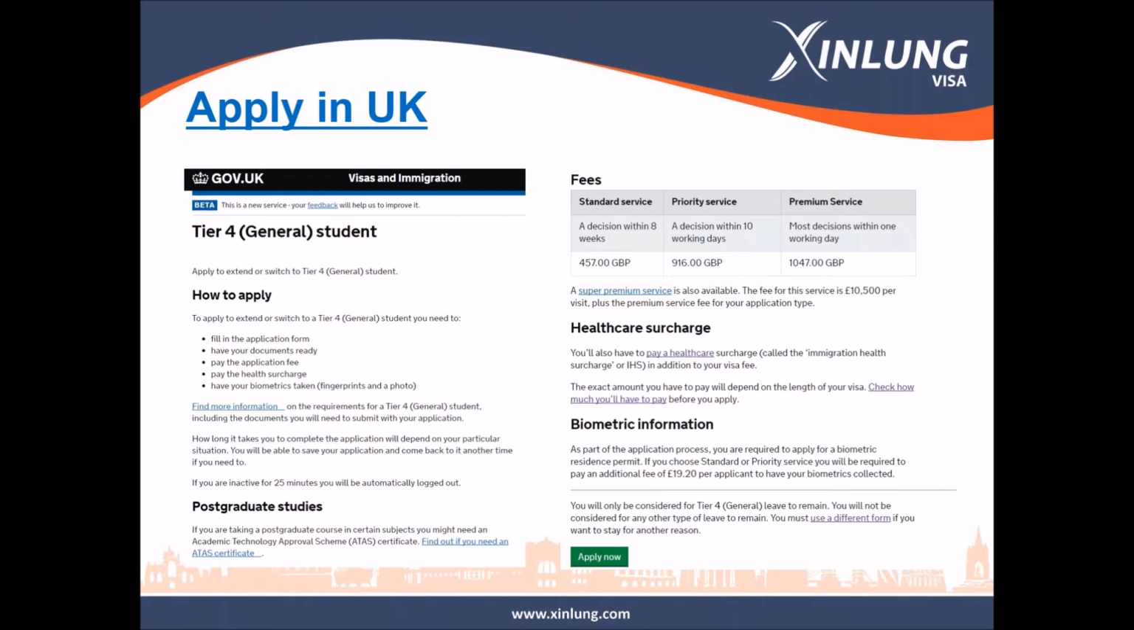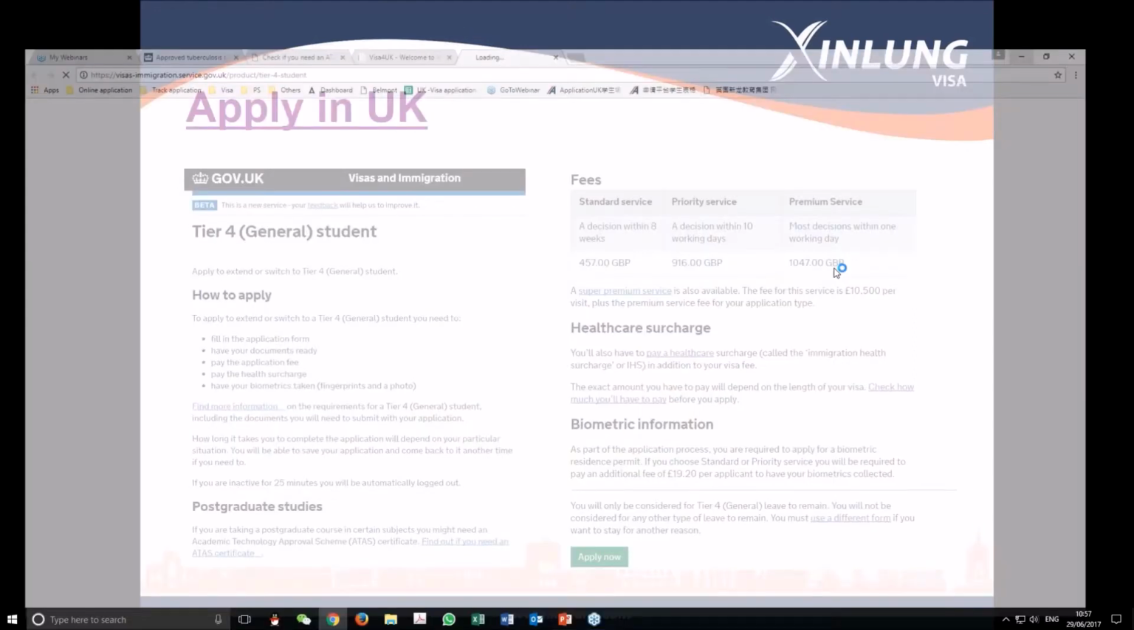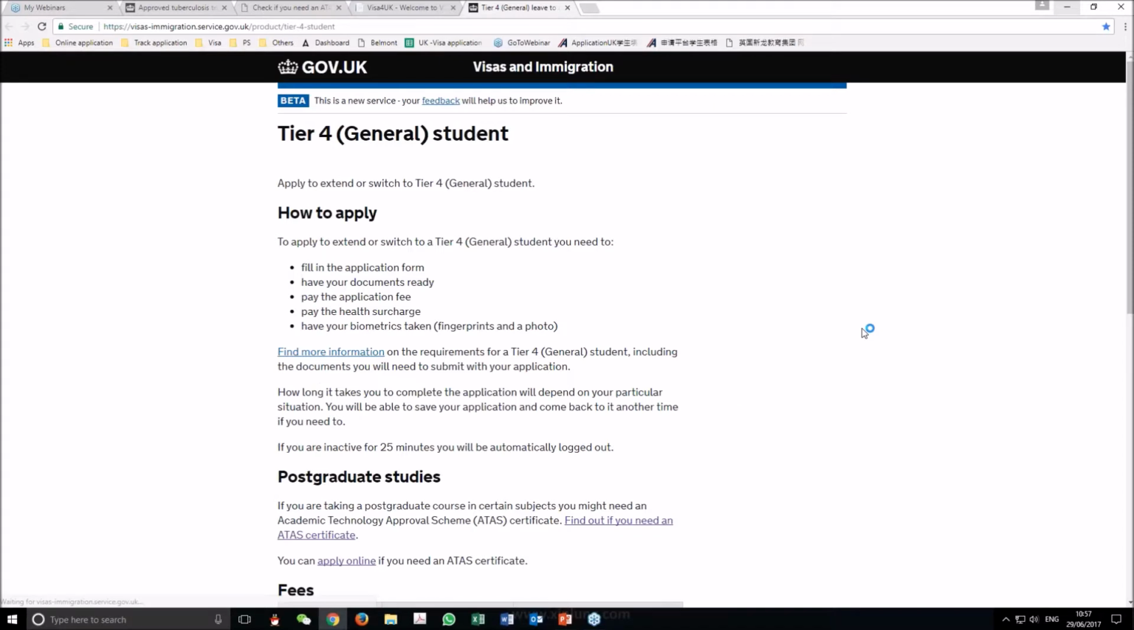If we're going to extend our application here in the UK, we need to go to different web pages. It is still under the Home Office website, but the web pages are different from the one we looked at for applications to be made from outside of the UK. So let's just go to the link. So this is the page.